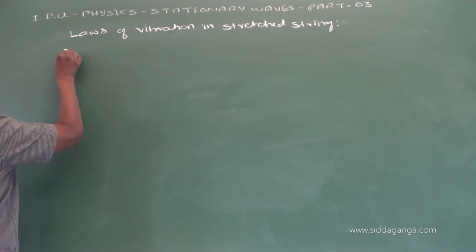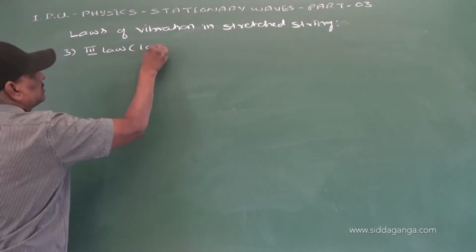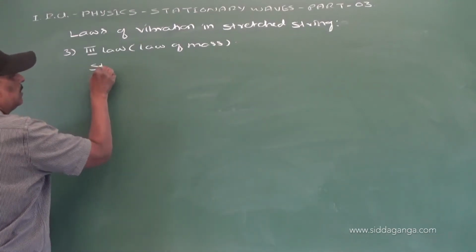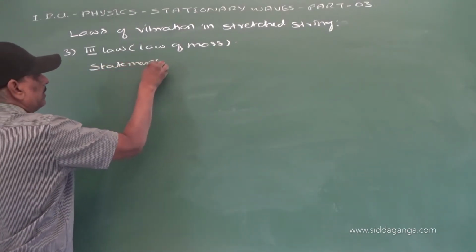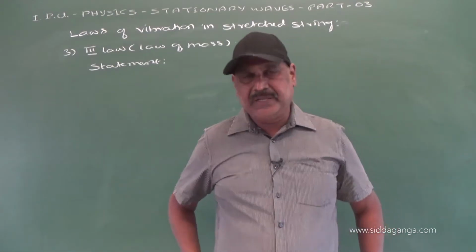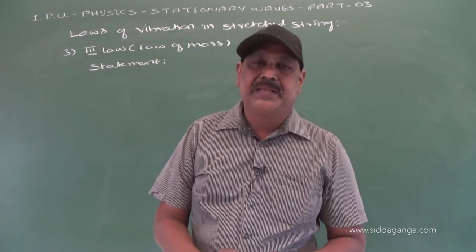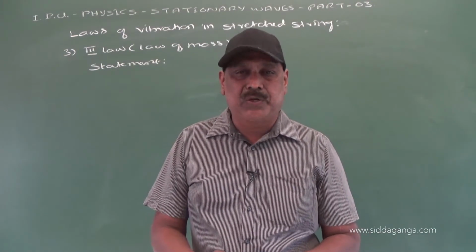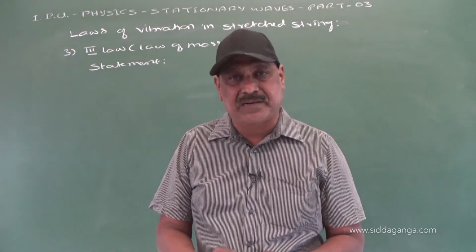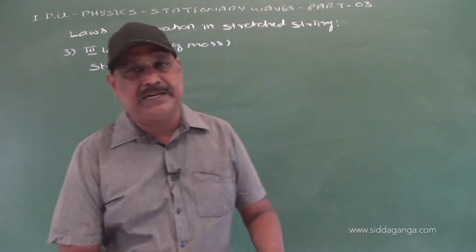Now this is the third one. This is called the third law. It is called the law of mass. Now take the statement. It states that the fundamental frequency of vibration of a stretched string is inversely proportional to square root of mass per unit length of the string provided tension and length remain constant.